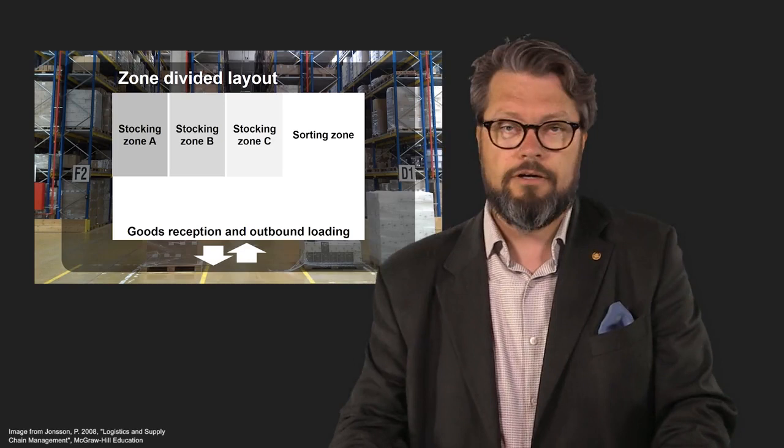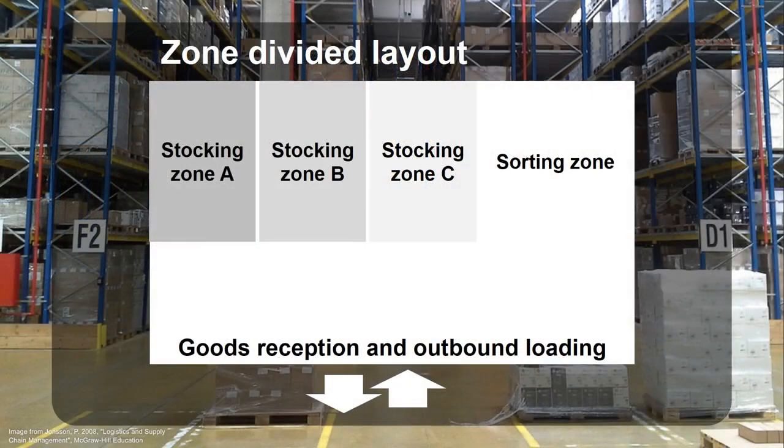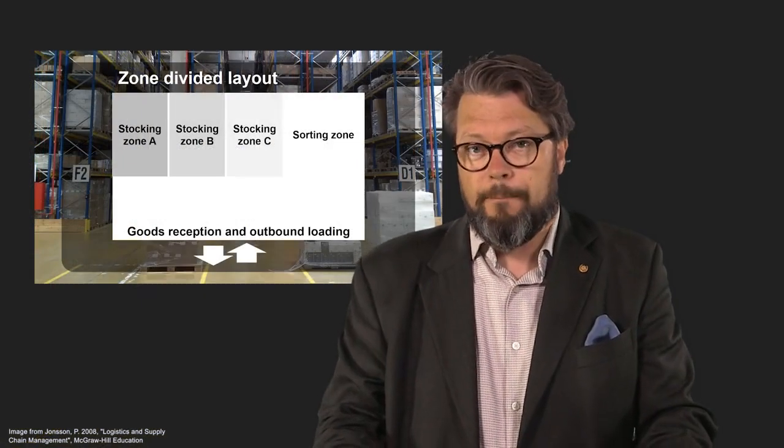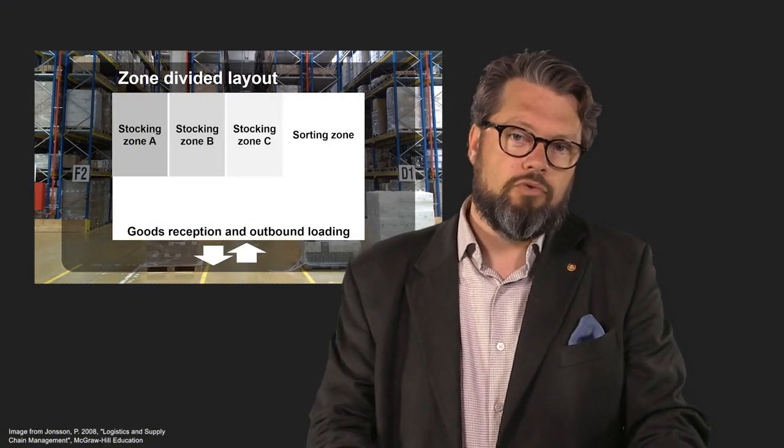You can also have a layout where you have an open space divided into different zones. And here you have no clear flows in this because the goods reception and outbound loading is made through the same gate or in the same side of the building. But then you have different stocking zones depending on some properties of the product. It could be size, or it could be value, or it could be picking frequency or something like that. And you have the sorting zone as a separate area of the same floor plan, actually. So these are just three basic ways of laying out a storage.